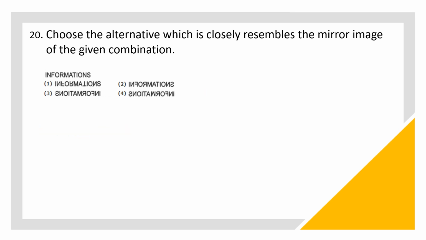Next, what is the mirror image of INFORMATIONS? So first, what letter will come? S will come. But in the first and second options some other letter is there, so these two are wrong. So S, N, O, I, T, A, up to A both are the same. Now find M. What is the mirror image of M? Same, identical. But in option 4, it is changed upside down. So wrong. So the correct answer is 3. What is the answer? 3.